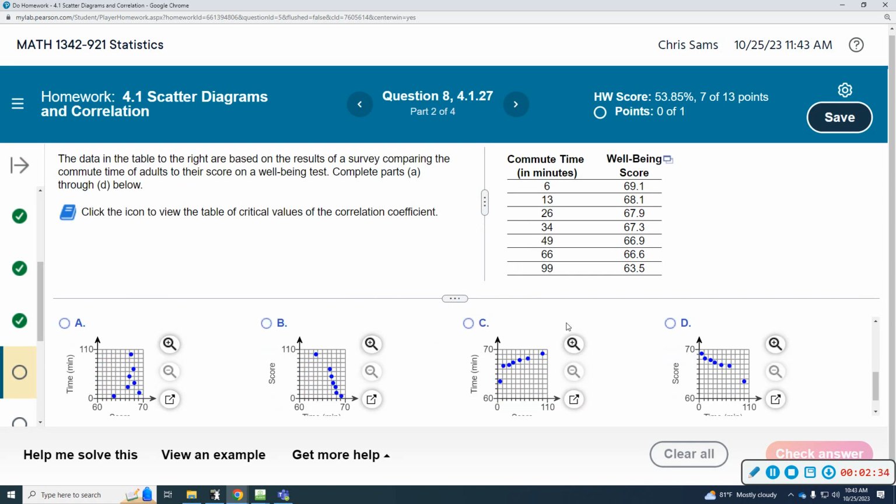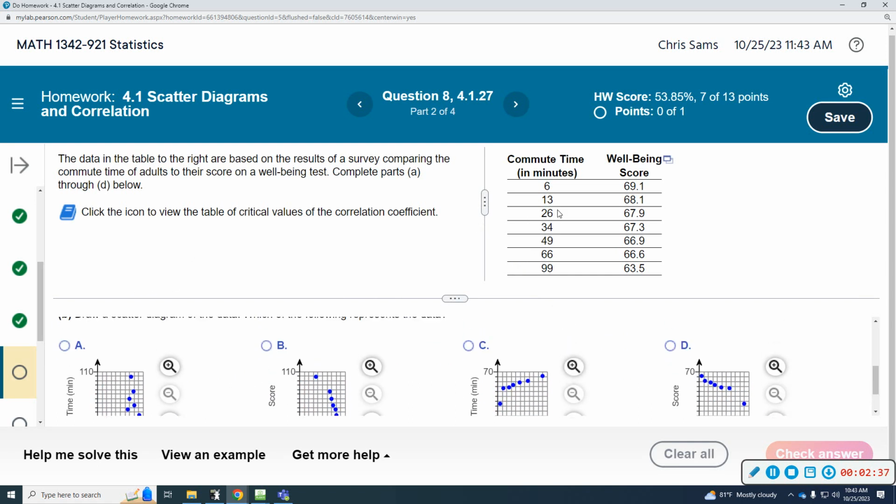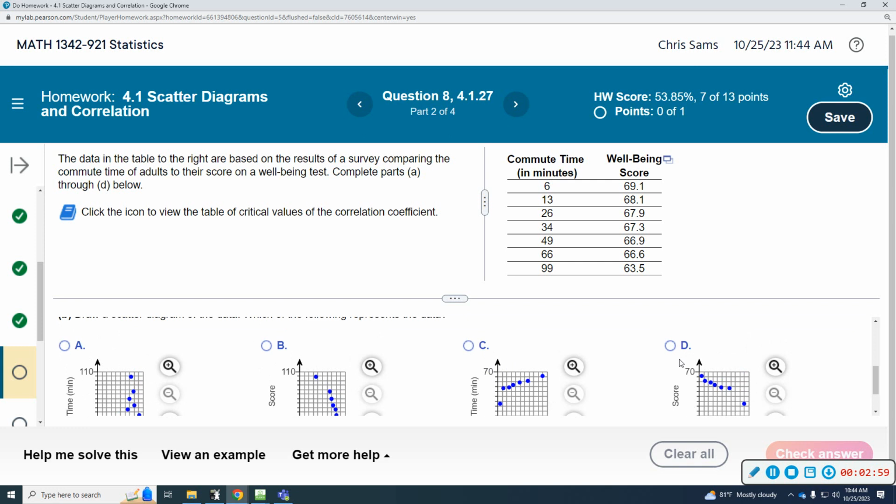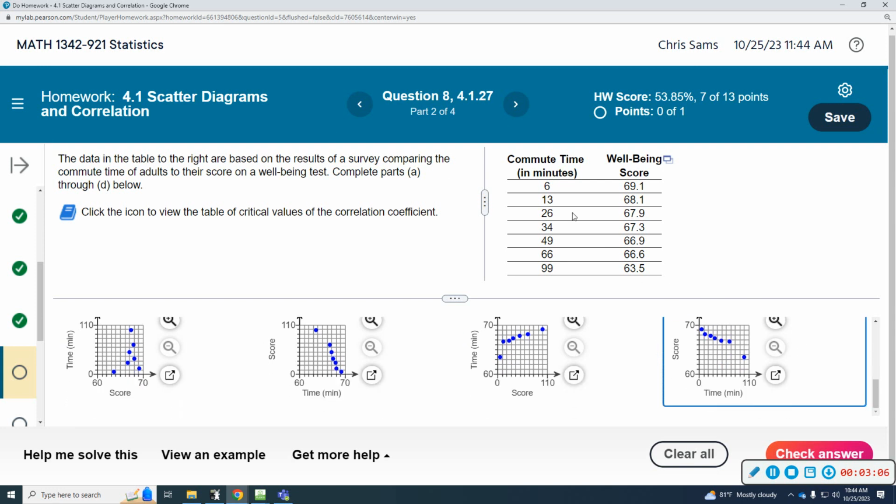We're going to draw a scatter diagram. So low time, high well-being. As this number goes up, this number tends to go down, like it's trending down. So it should be a negative relationship. The one that looks like the best negative relationship is going to be D. We could plot that on a graph and match it, or use the calculator, but just to save some time, we're looking at the pattern. One goes up, the other one goes down.